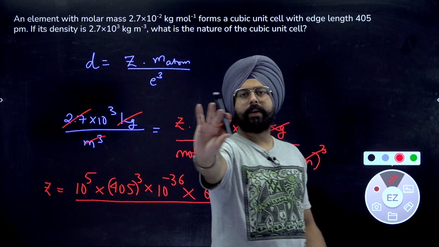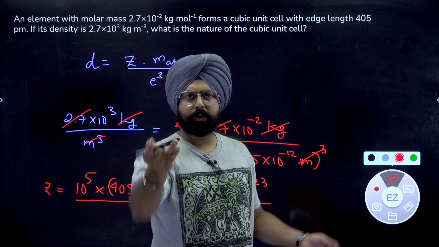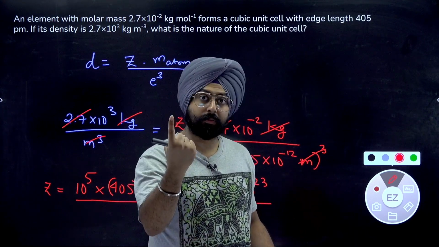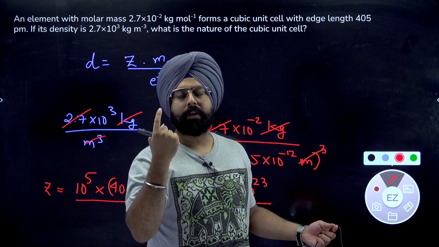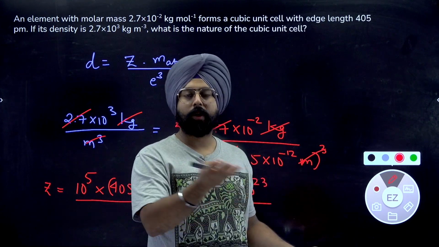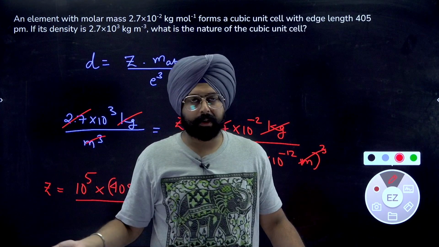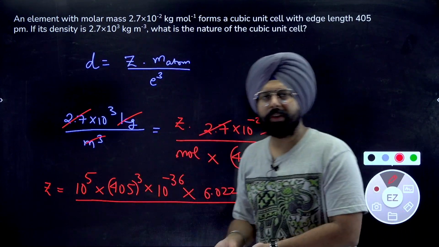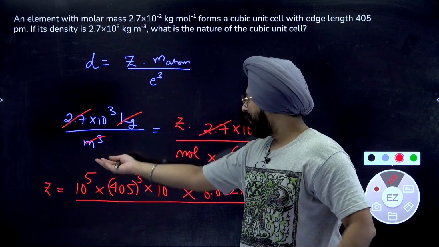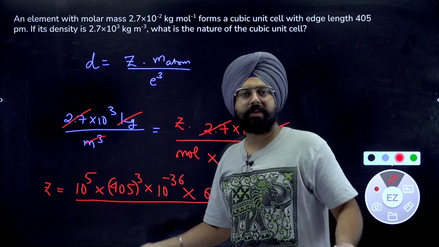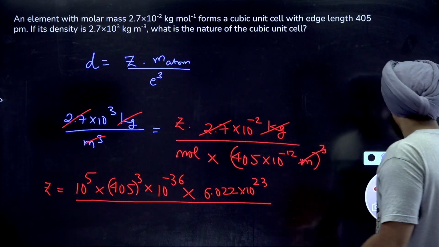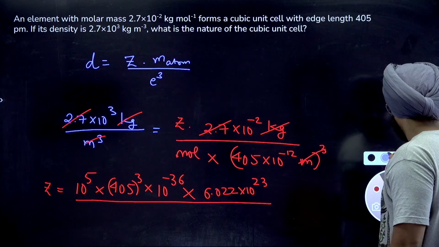We can approximate it, by the way, because we know the answer will either be 1 for simple cubic, 4 for face-centered cubic, or 2 for body-centered cubic. Since we know the answer is either 1, 2 or 4, we can approximate it and see what's the nearest number out of those 3. So now let's just approximate this.